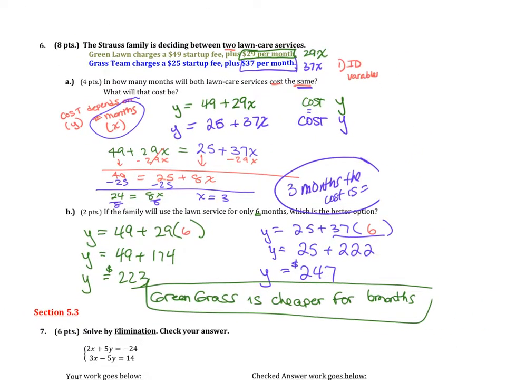Or green lawn. Sorry, it was green lawn. I called the wrong thing. Green lawn company is cheaper. All right.